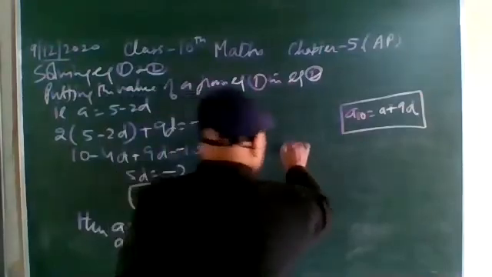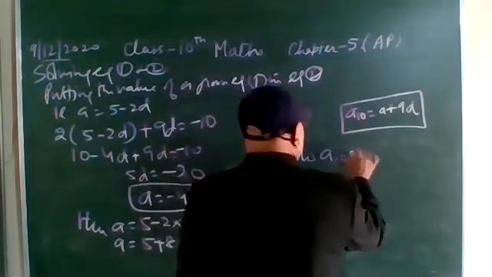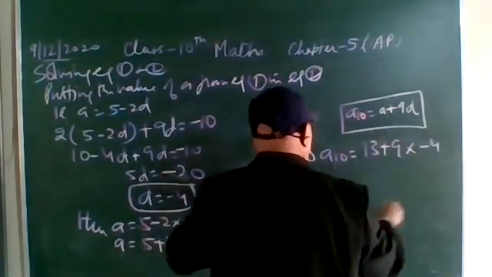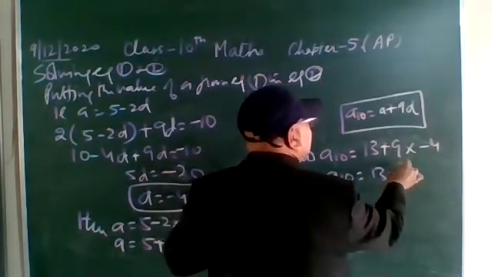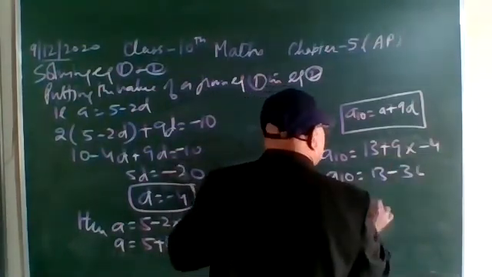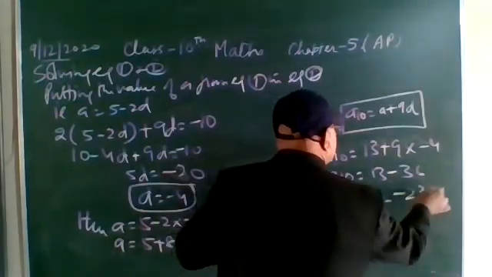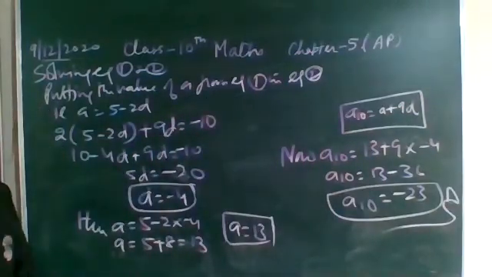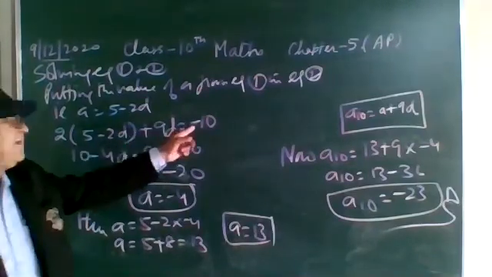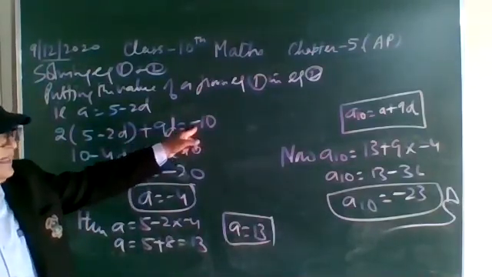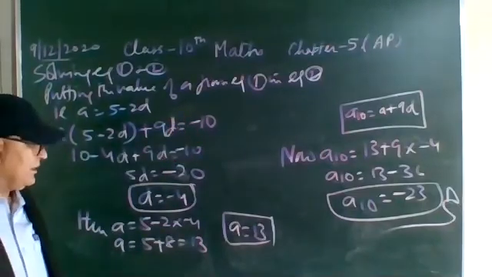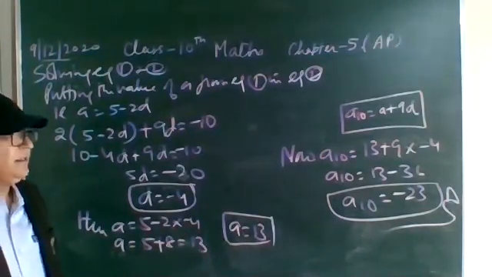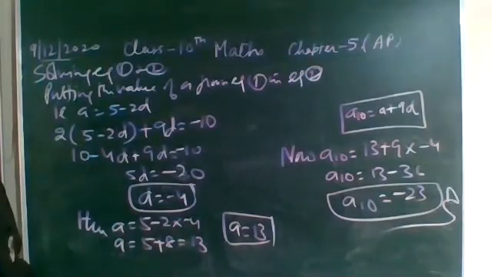Now a10. a is 13, 9 into -4. a10 = 13 - 36. a10 = -23. Answer. So this is how you have to solve the question. It was a simple mistake earlier: if a were written as 10 instead of -10, the answer would come out wrong. So actually the second equation was 2a + 9d = -10. So this is the way you have to do the questions.